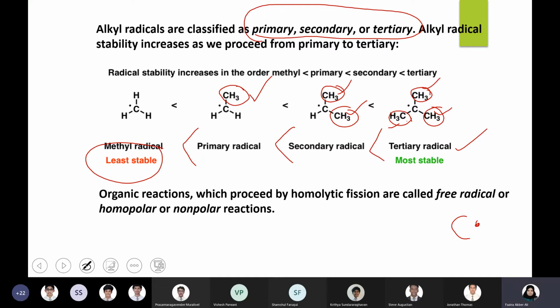The reactions which proceed by homolytic fission are called free radical, homopolar or non-polar reactions. We basically use this word: free radical mechanism, free radical reaction, free radical substitution, free radical addition reaction. So whenever a homolytic cleavage takes place in an organic reaction, we name it a free radical mechanism.